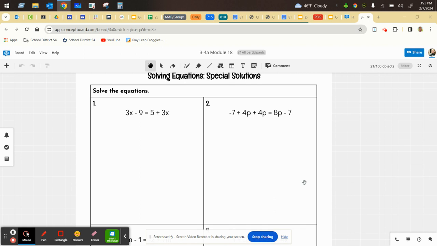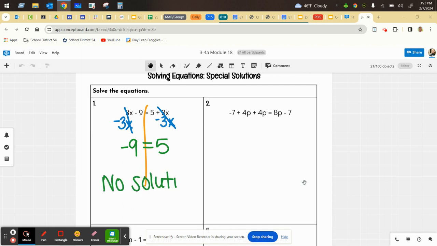Okay, we're going to get started. We are going to solve these equations, and you're going to see there's something slightly different when we do it. So we always want you to start with a variable, and here's why. If I subtract 3x from both sides, you're probably noticing right away that it cancels on both sides. That hasn't happened before. So when we do that, we're left with negative 9 equals 5. Are those the same numbers? No. This is what we call no solution, which means there is no number we can substitute in for x to make this equation true.